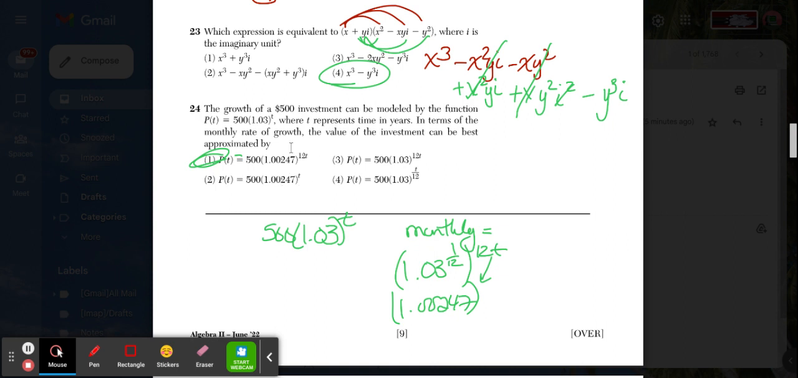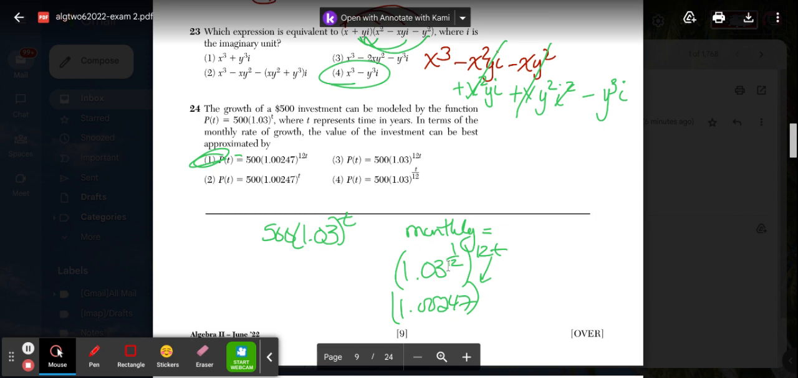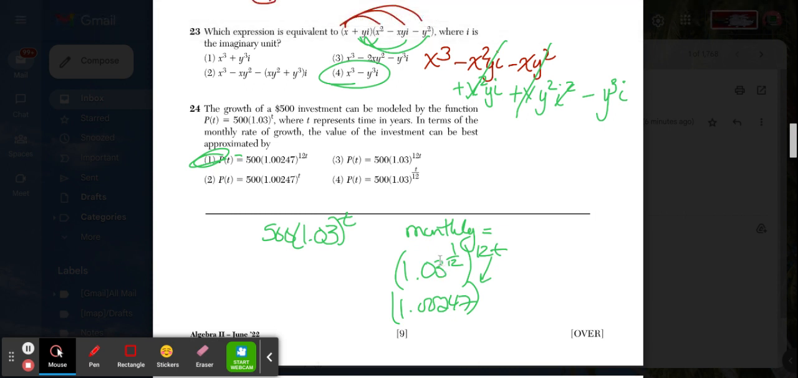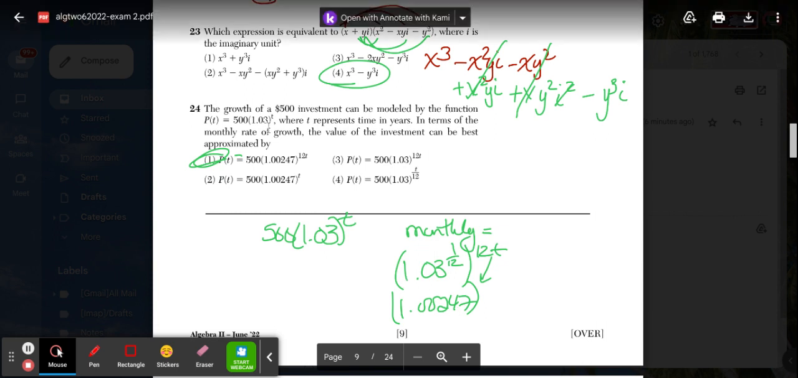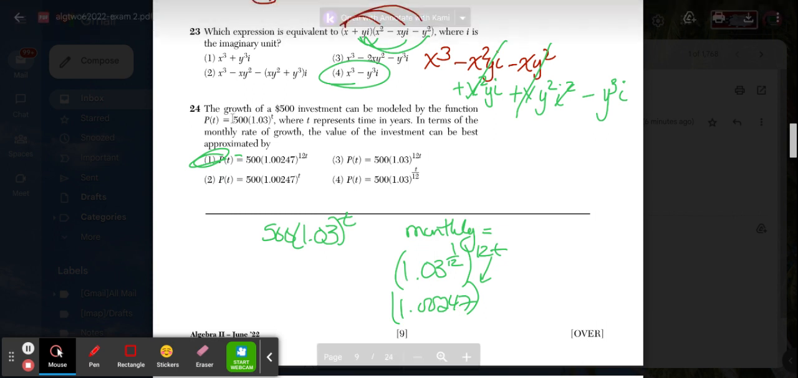What they're doing is they're taking the time, which is years, and they're dividing it up into 12 equal parts. So the power is now going to be manipulated to a 1/12. So I'm taking my 1.03 to the 1/12, and that's how I'm getting this number. If you forget, you type the first one in your y equals, and you type this one in, and you get the same exact table. It is the same exact function. Okay, it's just written differently.